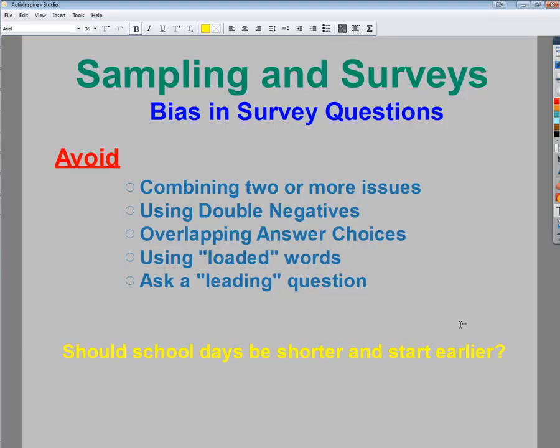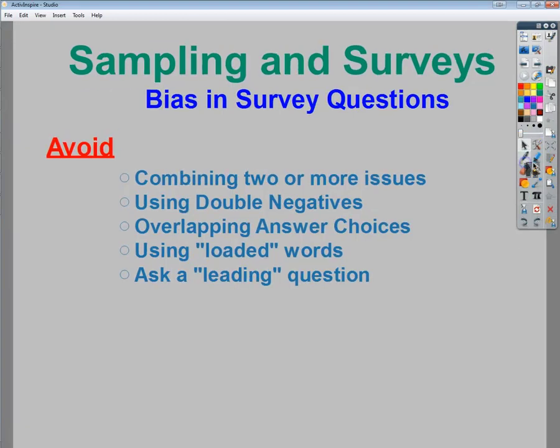So once I entered two components into the equation, it added bias to it, so it's not a good survey question. From there, we may deal with using double negatives. Do you not disagree? That kind of thing. Anytime you use double negatives, you're starting to add sort of murkiness into the question process, and people may choose the wrong thing, something that they don't mean.